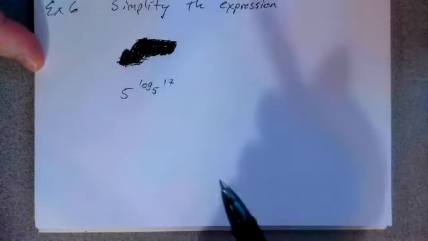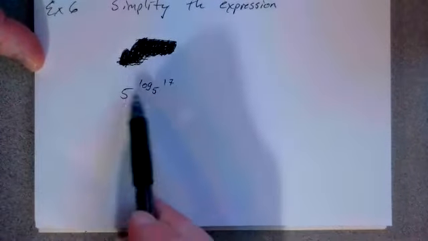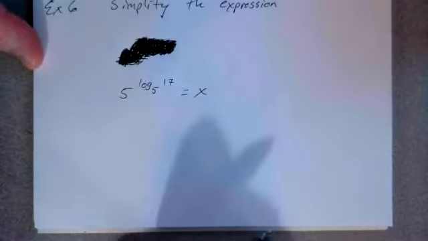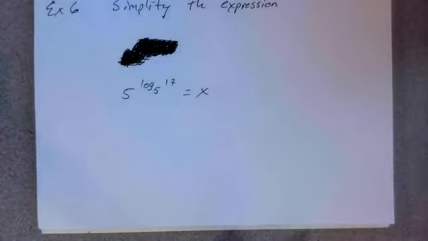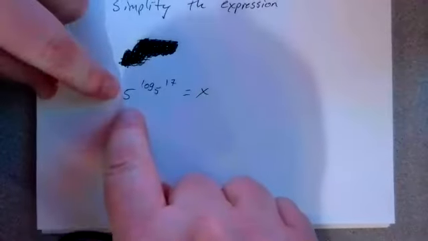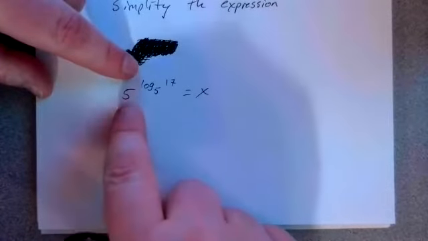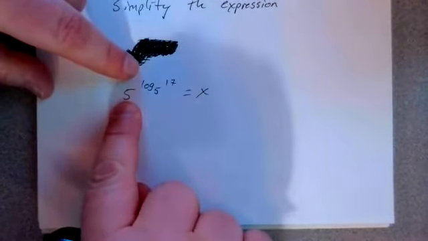All right. I have 5 raised to the log base 5 of 17. What is happening? Okay, this is in exponential form. If I want to simplify this expression, I'm going to say that it equals something. I couldn't tell you what, but I have it in exponential form, and I could switch it to logarithmic form. Remember, the base stays the same.